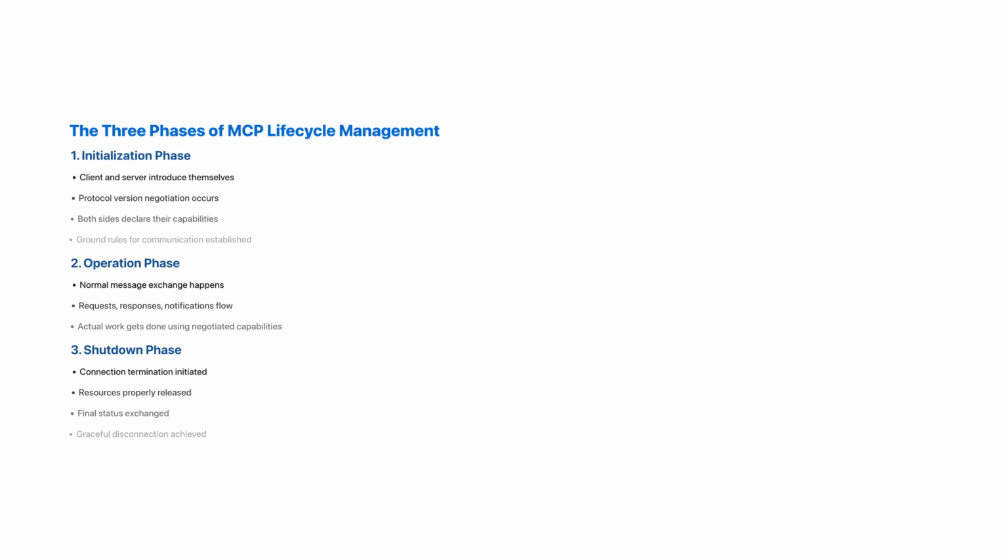Exactly right. There are three distinct phases. First is the initialization phase. That's where the client and server introduce themselves, agree on which protocol version to use, and negotiate capabilities. Second is the operation phase. That's the normal communication we talked about earlier with all the requests and responses. And finally, there's the shutdown phase, where the connection ends gracefully instead of just, well, crashing.